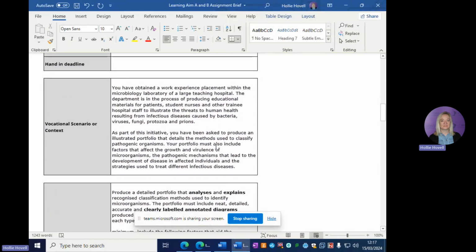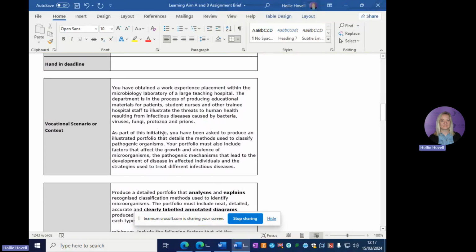Okay, so your vocational scenario or context. You've obtained a work experience placement within the microbiology lab of a large teaching hospital. The department is in the process of producing educational materials for patients, student nurses, and other trainee hospital staff to illustrate the threats to human health resulting from infectious diseases caused by bacteria, viruses, fungi, protozoa, and prions.